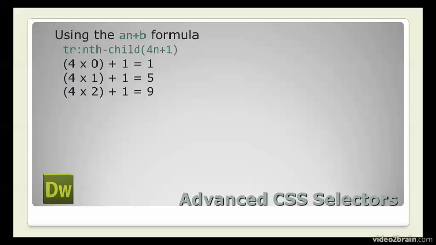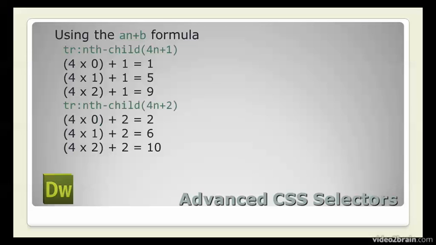So in this case, it's 4 by 0 is 0 plus 1 equals 1. So that hits the first child. 4 by 1 is 4 plus 1 equals 5. So that gets the fifth child. 4 by 2 plus 1 equals 9. So the ninth child. So what this rule does is it targets the first, fifth, ninth, and so on, right throughout the series. Similarly, this rule would target the second, sixth and 10th and continue through that series. It takes a little while for this formula to sink in, this an plus b formula, but when you see it in action, I think you'll agree that it's actually quite useful.